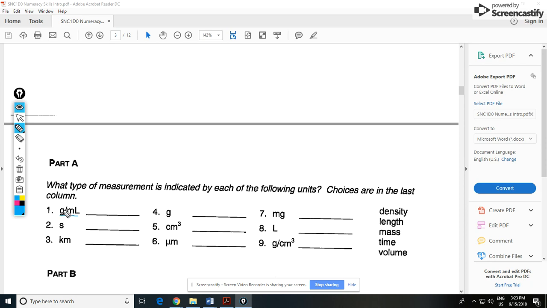So for example, you might see grams per mil. You look on the side here and you realize that, well, it's a mass over a volume, so that's going to be a density. You'll also notice, for example, S. So seconds, well, that's going to be time. It's not going to be a mass or length or volume, but a time. So you go through and you select which one you think each unit is going to be used to measure.